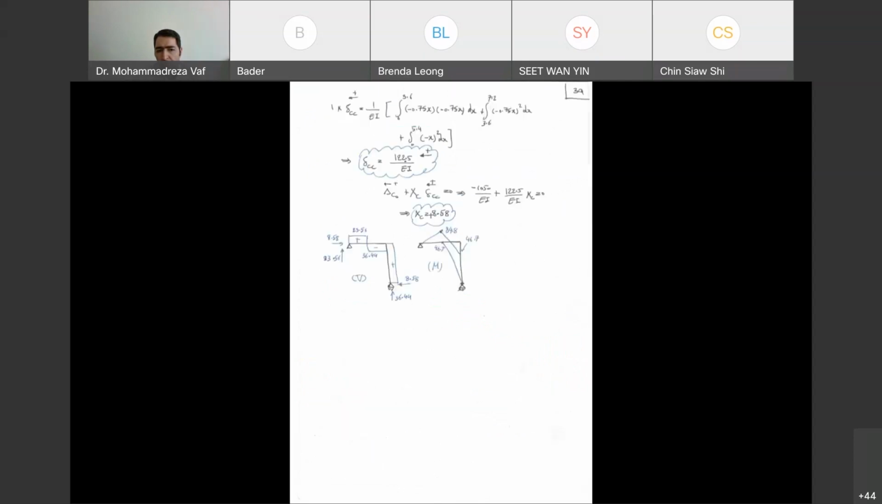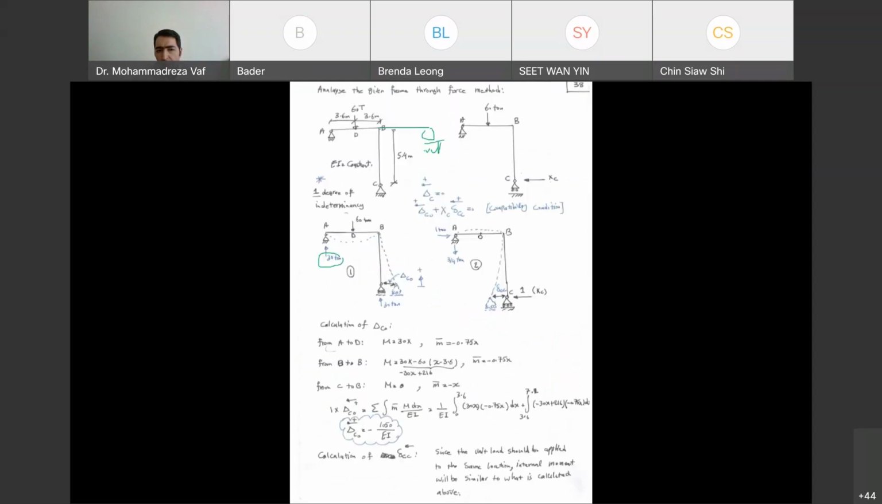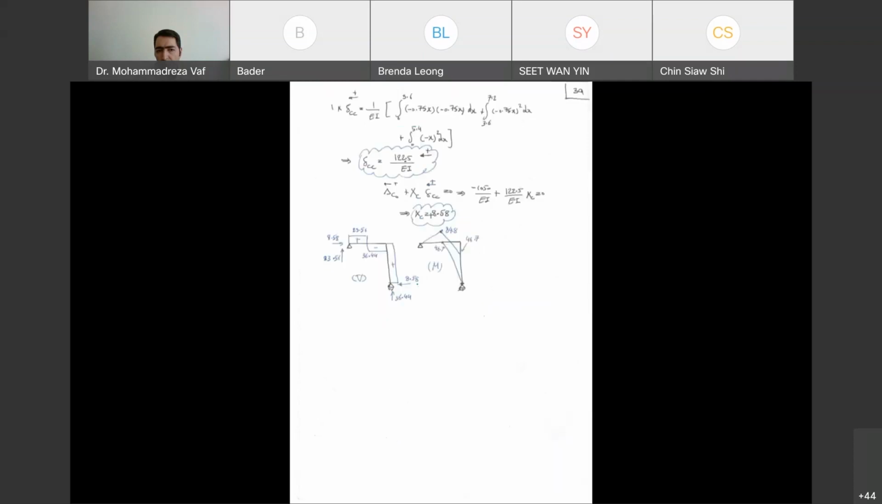I don't know your question right now. What is it exactly? Because you wrote the 23.51 at the shear force diagram. This one? Yeah. How do we get this 23.5?